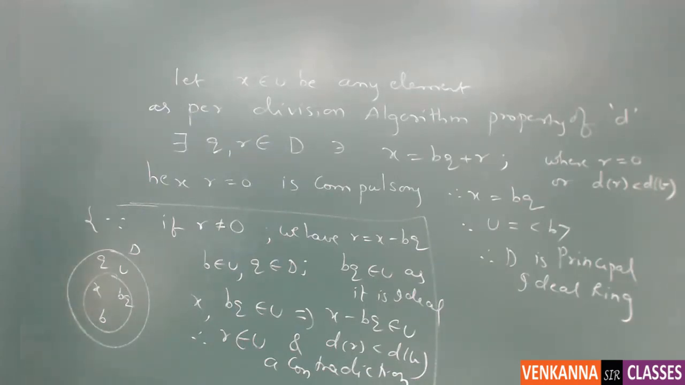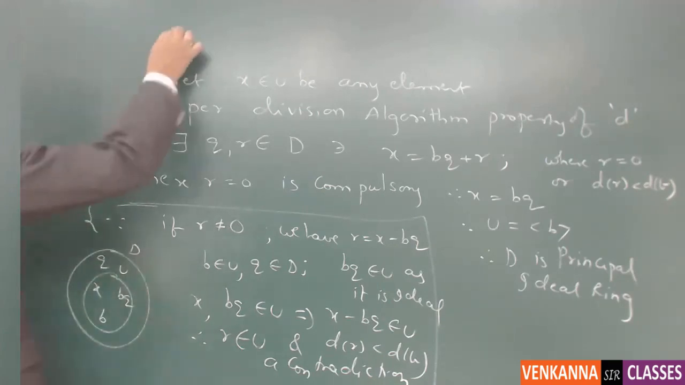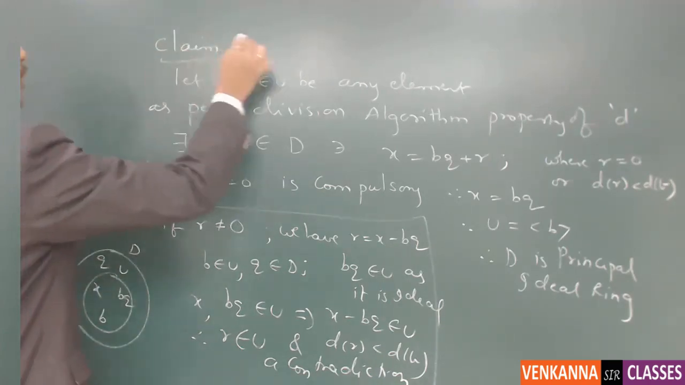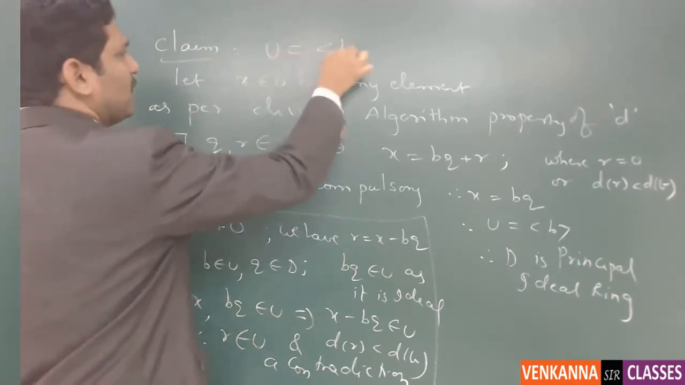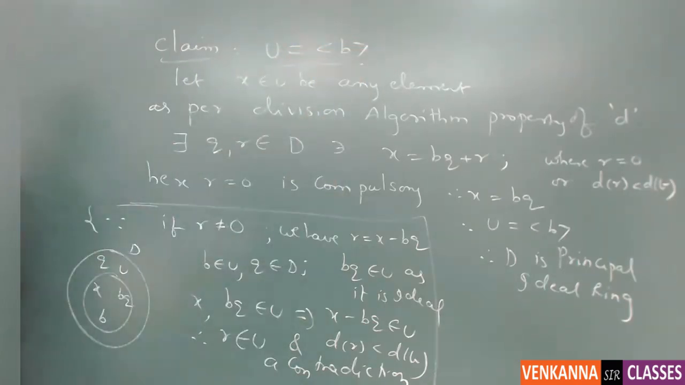What was on the last line? In the previous thing you are asking? Before erasing the board. Say. So here our claim is, you are going to prove that U is generated by B. This is the last line.